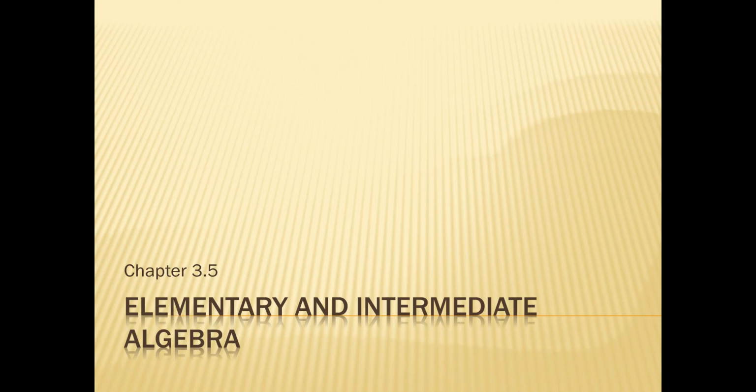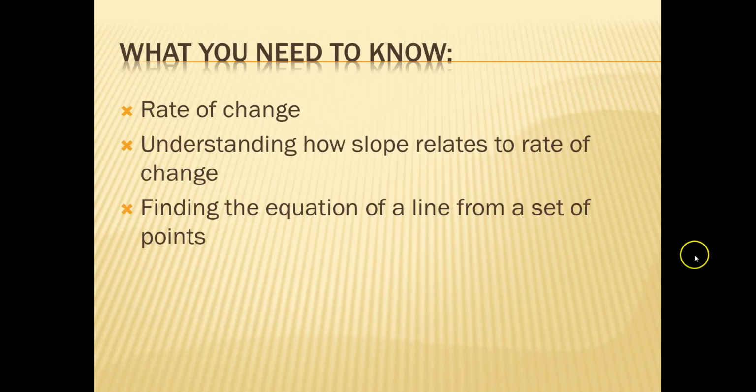This is Elementary and Intermediate Algebra, Chapter 3.5, the last section of Chapter 3. What you need to know in this chapter: rate of change, understanding how slope relates to rate of change, and how to find the equation of a line from a set of points.